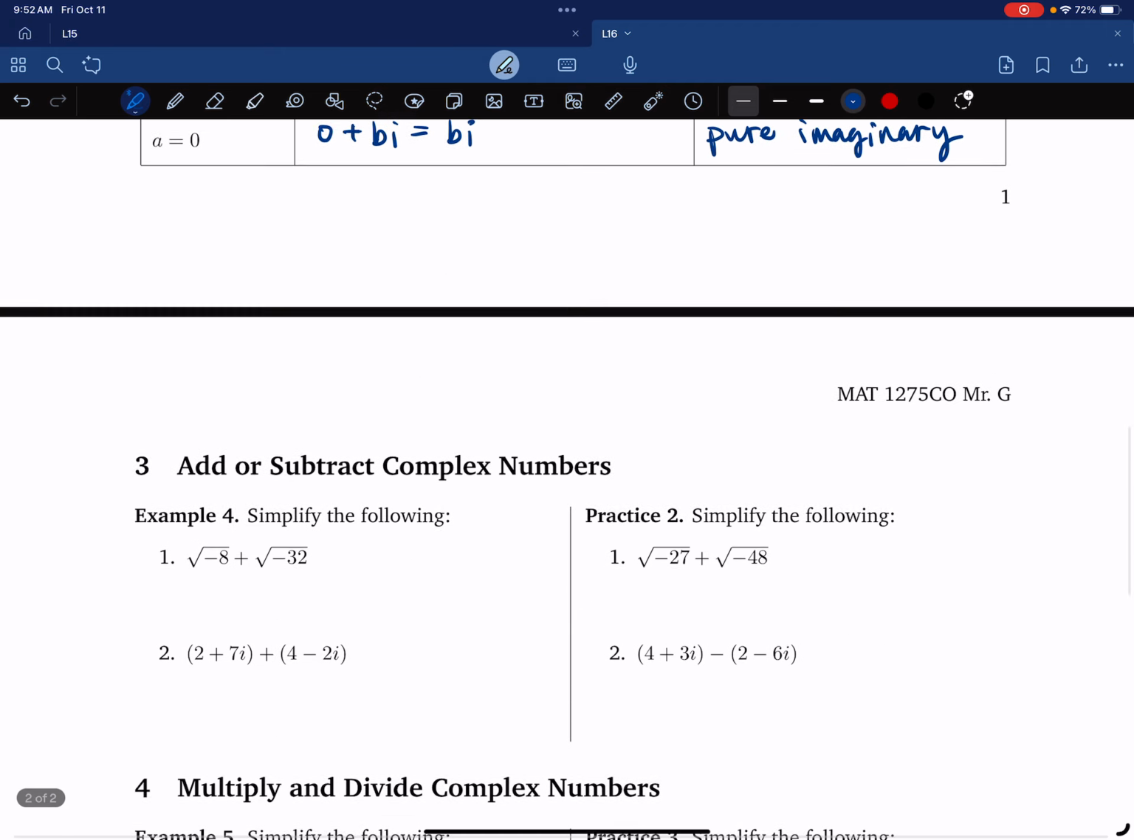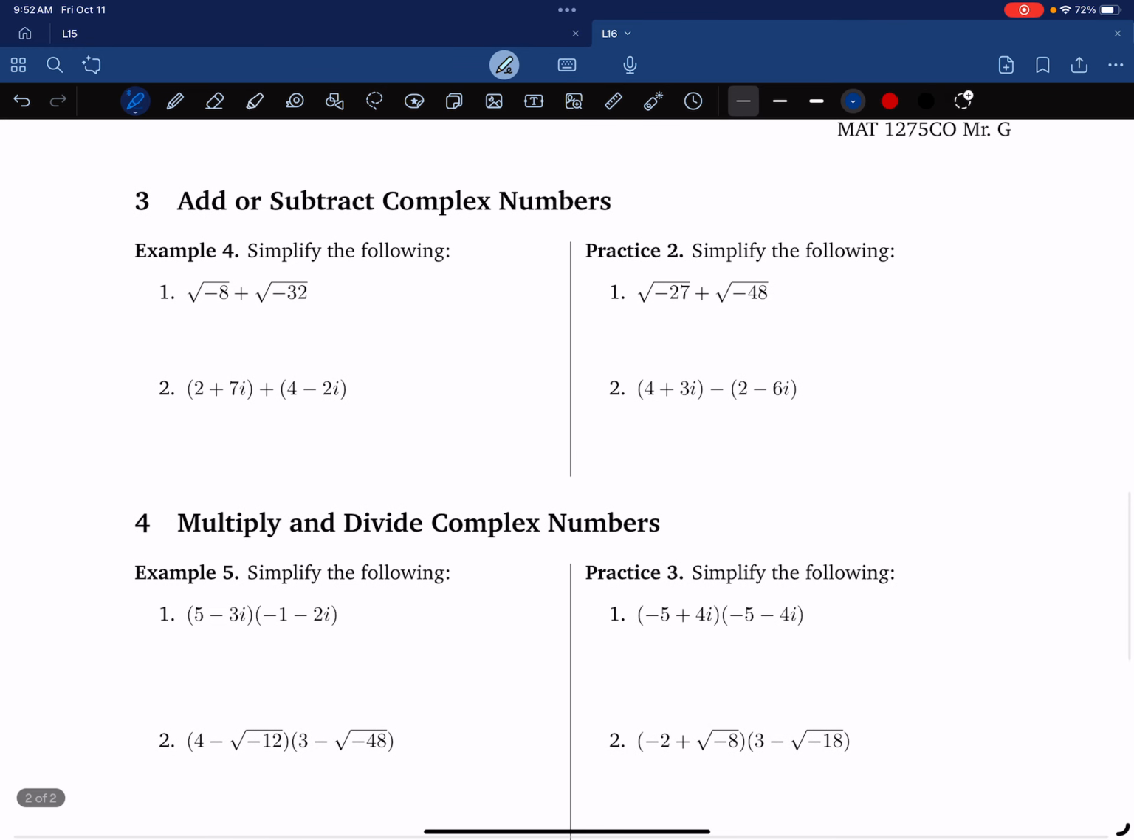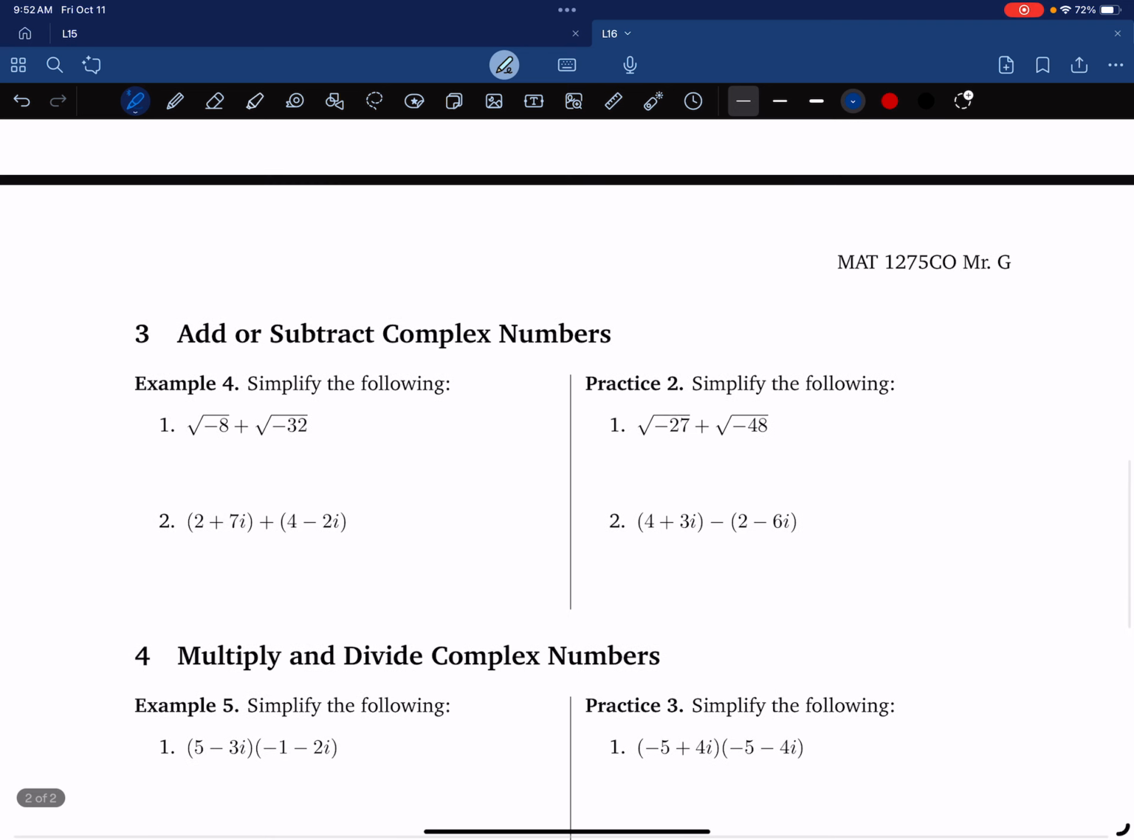Let's move on to the second page. So second page, we have the 4 operations of complex numbers. Let's start with the simpler ones, which is adding and subtracting. Personally, I think it's a little bit easier because it's very similar to how we simplify algebra expressions by identifying like terms.